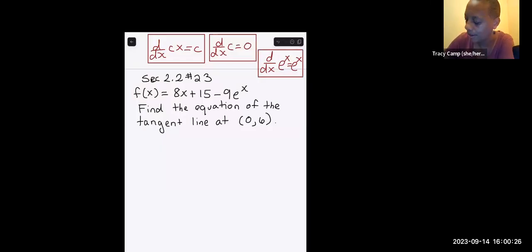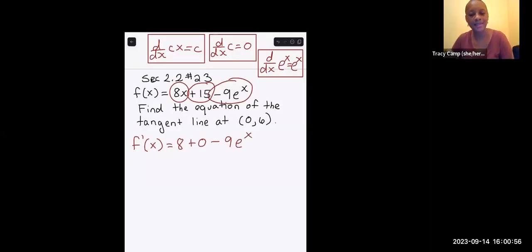So when I find the derivative of the function I'm given, I see the 8x, that's a constant times x, and the derivative of a constant times x is just the constant. So that's just 8. When I take the derivative of 15, I just get 0, because the derivative of a constant is 0. And then the derivative of minus 9 e to the x will just be minus 9 e to the x, because e to the x is its own derivative. So I end up with f prime is 8 minus 9 e to the x.